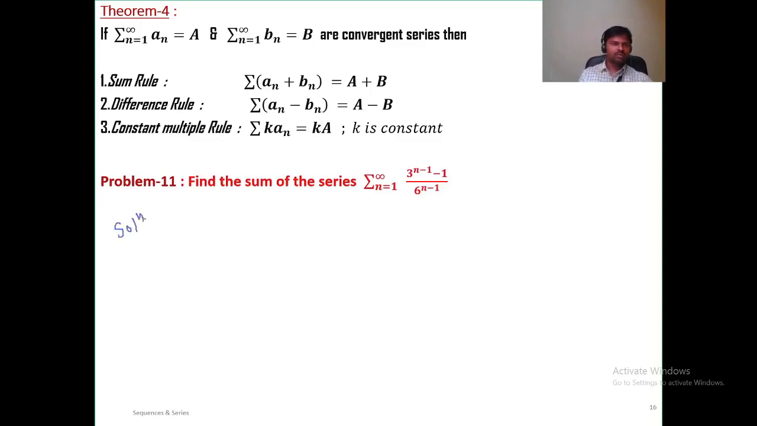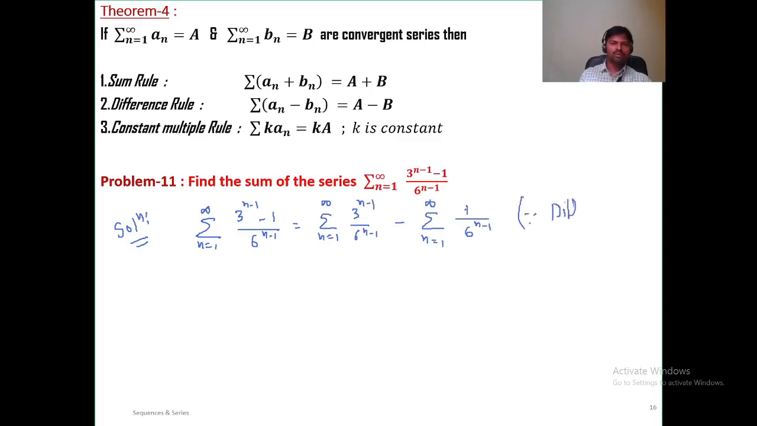Problem number 11. The series, n running from 1 to infinity, 3 raised to n minus 1 minus 1 upon 6 raised to n minus 1. So this I am writing separately. Series n running from 1 to infinity, first 3 raised to n minus 1 divided by 6 raised to n minus 1, minus series n running from 1 to infinity, 1 upon 6 raised to n minus 1. This is by using the difference rule.